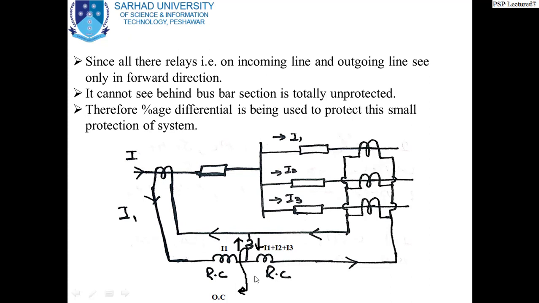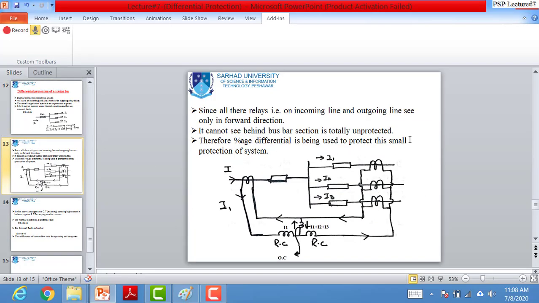Okay. Now see these points: since all three relays, that is the incoming line and outgoing lines, see only in the forward direction, they cannot see behind the bus bar section. This point has been explained already; it is totally unprotected. Therefore, percentage differential protection is being used to protect this small portion of the system.